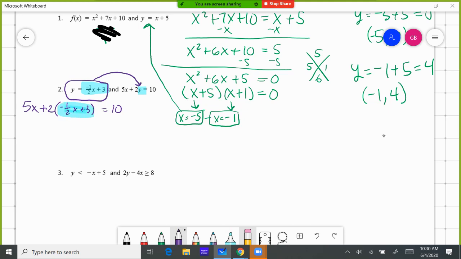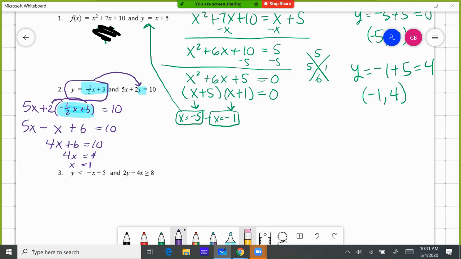Okay. Now I'm going to distribute to make this a little simpler. So 5x. So negative 1/2 of 2 is going to be minus x, and then 2 times 3 is 6. So this simplifies to 4x plus 6 is equal to 10. If I subtract 6 on both sides, 10 minus 6 is 4. And then if I divide both sides by 4, that means that x is equal to 1.